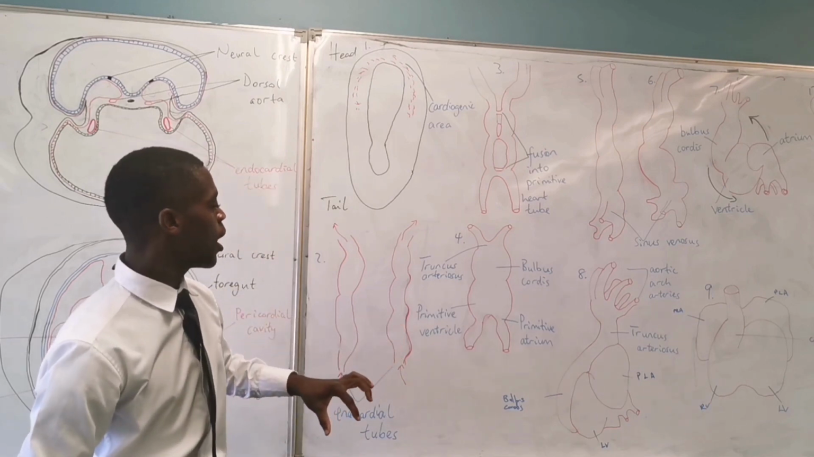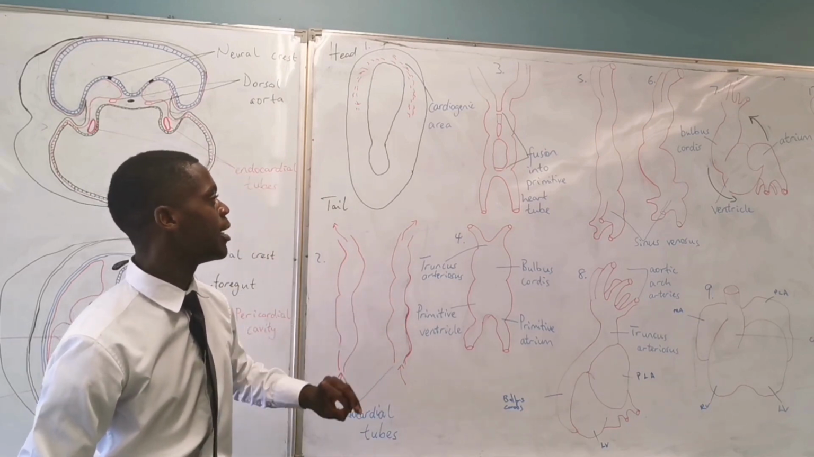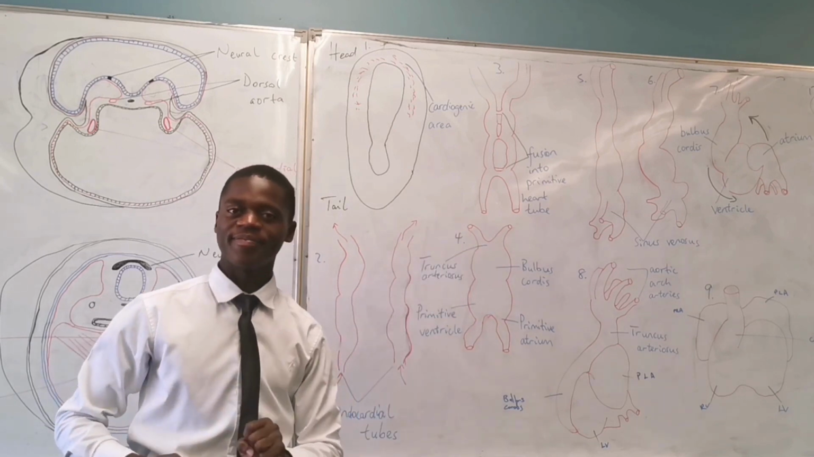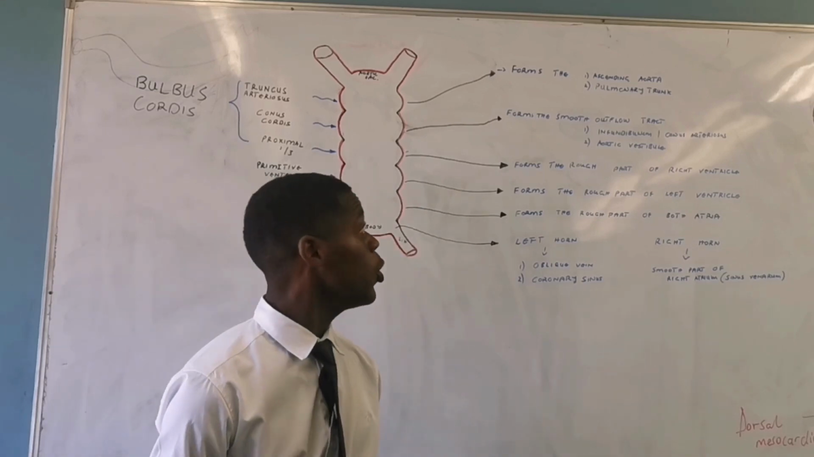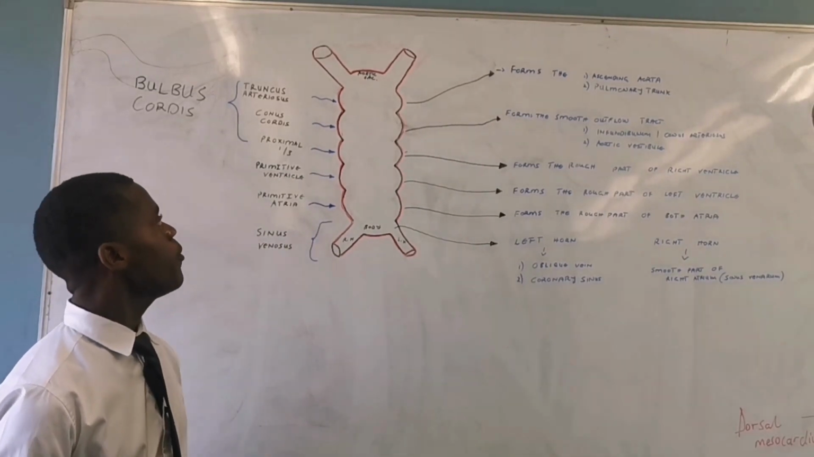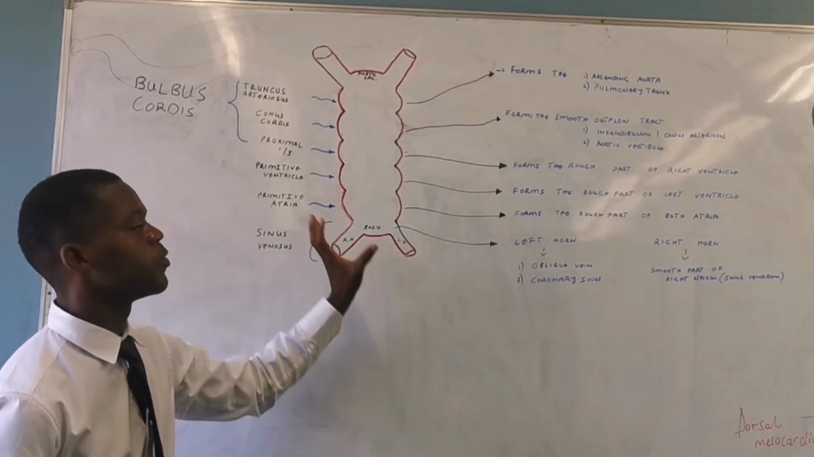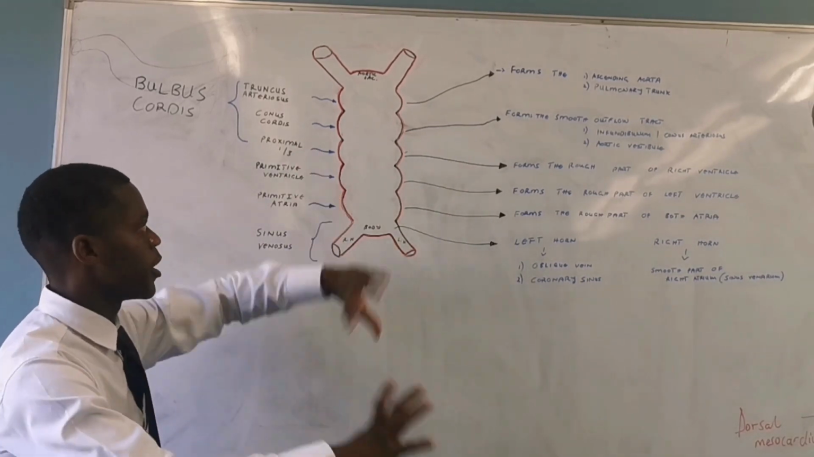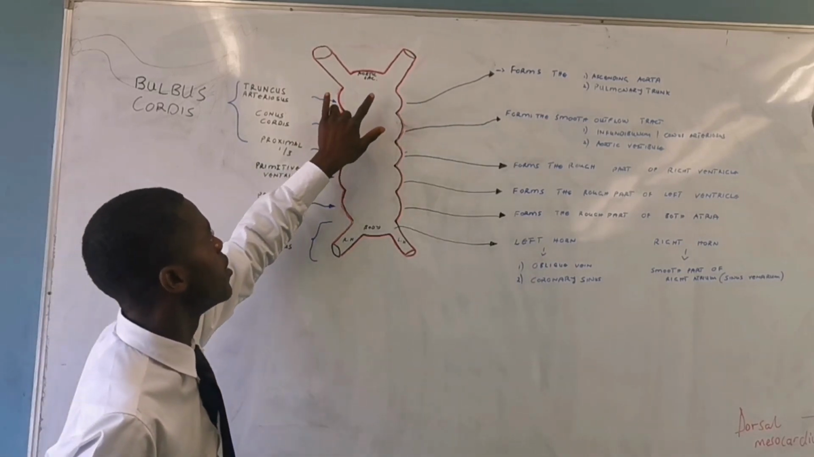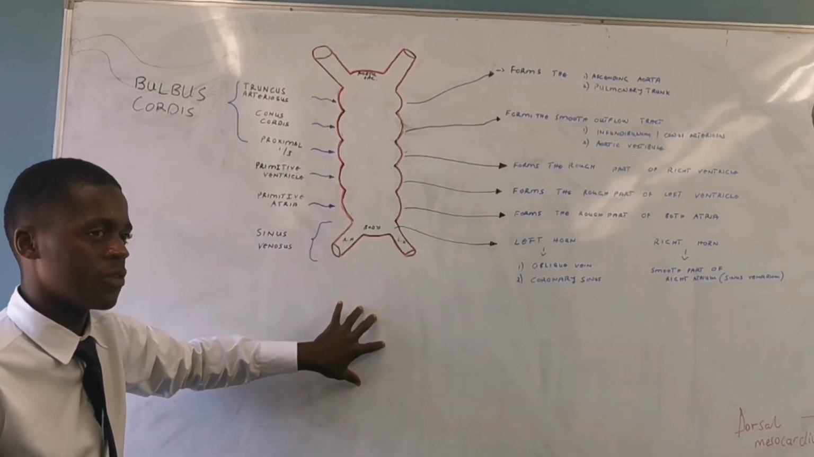Now, we want to talk about a bit of anatomy relating to this heart tube. Now, we want to look at the anatomy of our heart tube. If we look at our heart tube, we have zoomed in and expanded it. From here, we see that the heart tube has a number of divisions.